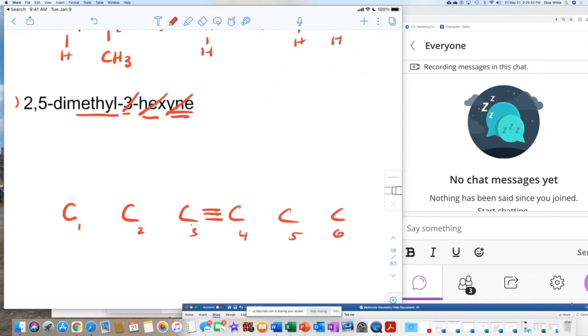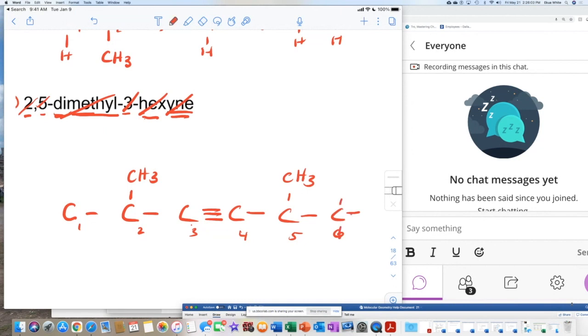Now it says I have a methyl group, but I have 2 right? 2 methyl groups. So these 2 methyl groups are on carbon 2 and carbon 5. So on carbon 2, I have a methyl group, but I also have another methyl group on carbon 5. And that takes care of these. Okay, so fill in the rest, whatever is missing. I'll leave the numbers there because I need them. I really don't, but I'll just leave them there.